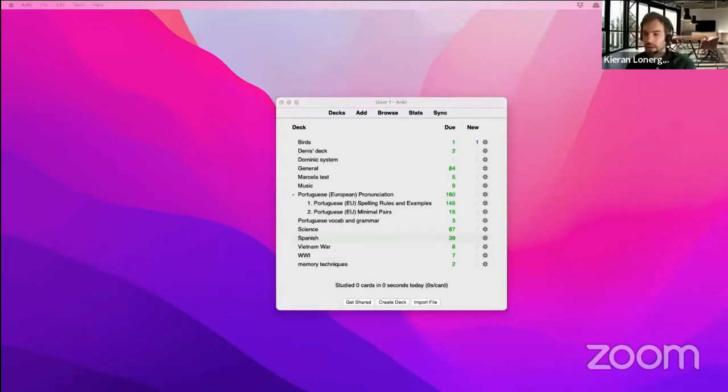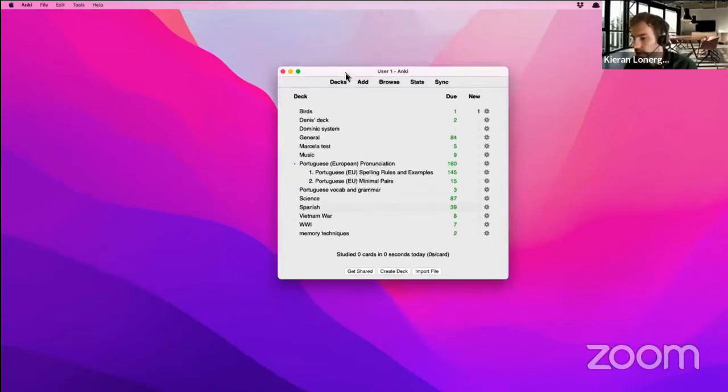Okay, so this is my Anki application on my computer. I also have it on my phone. It looks very similar. These are my decks right here. These names down here are my decks. A deck is like a folder. It's where you put your flashcards. They help you to organize your flashcards.